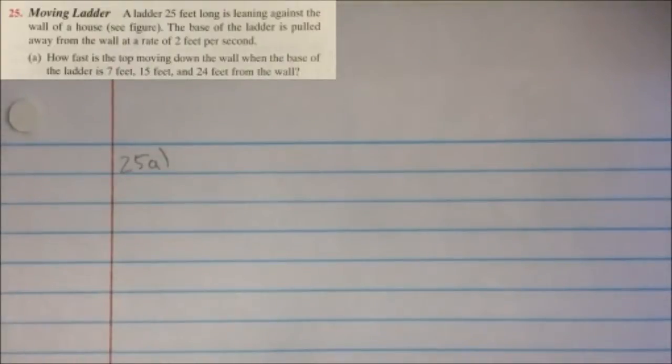Hey guys, so I'll be doing 25A. So here we have a house with a ladder leaning against it, the ladder being 25 feet tall, and the top of the ladder moving down while the base of the ladder is moving outwards. So let's just set up the formula for it right now.